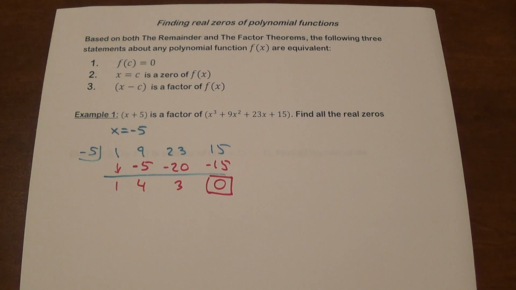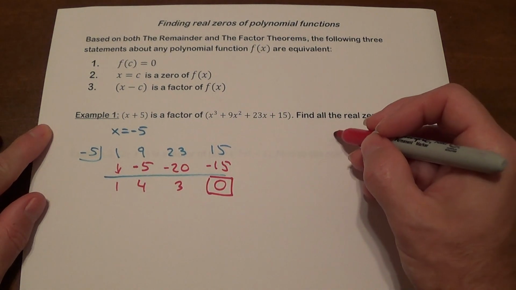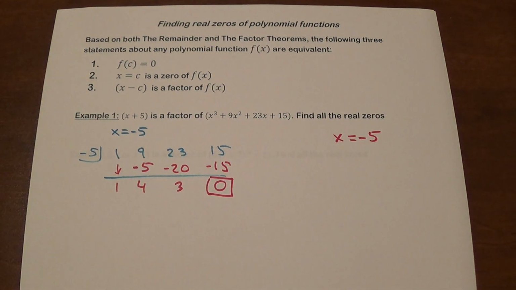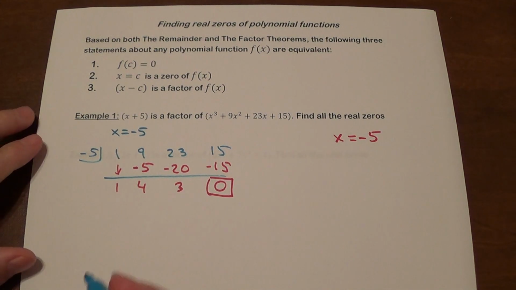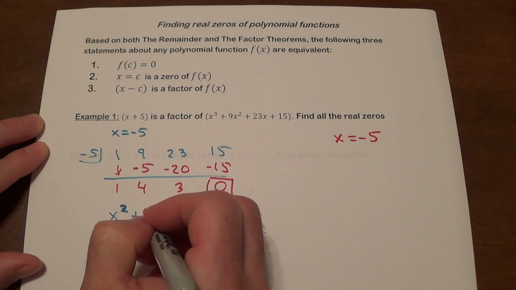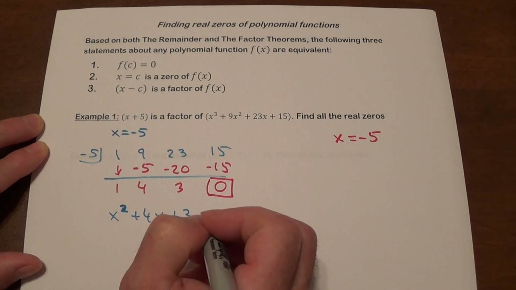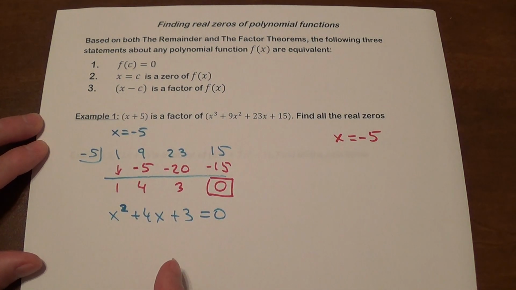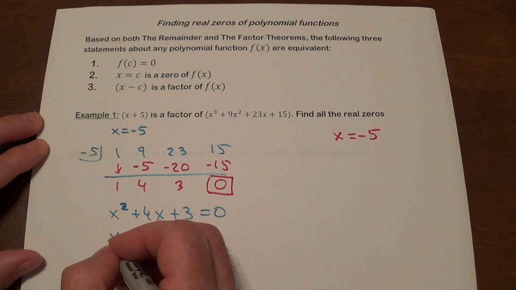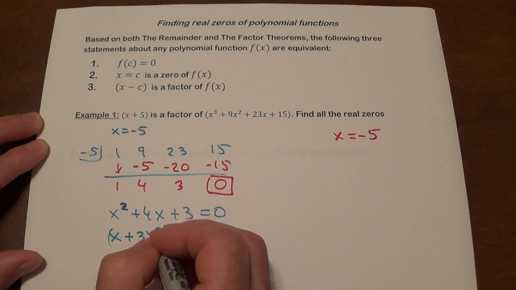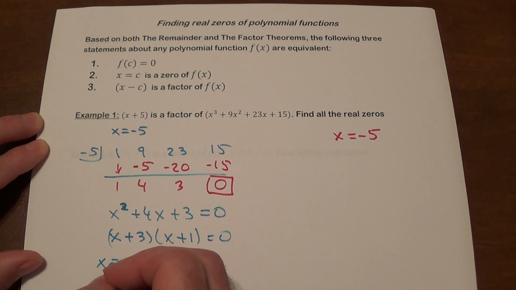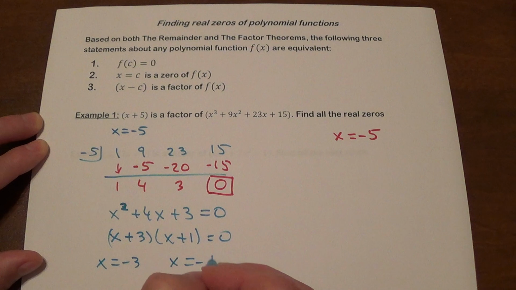So we already know that one zero of this function is x equals -5, and we already confirmed that. But what do we do now? Now this here is x squared plus 4x plus 3, and we set it equal to 0. It's a quadratic equation that you should be able to solve. This one can be solved by factoring: x plus 3 times x plus 1 equals 0, and we find that x equals -3 and x equals -1.